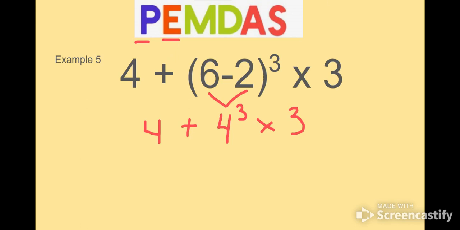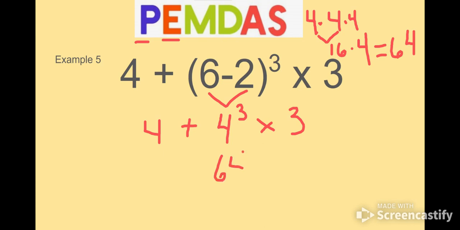So 4 to the third power, or 4 cubed, is 4 times 4 times 4. Okay, so 4 times 4 is 16. And now we have to do 16 times 4. You could pause the video and do 16 times 4 on the side of your paper. You should get 64. So 4 to the third power is 64. So underneath 4 to the third, I'm putting 64. So I'm rewriting the problem. 4 plus 64 times 3.